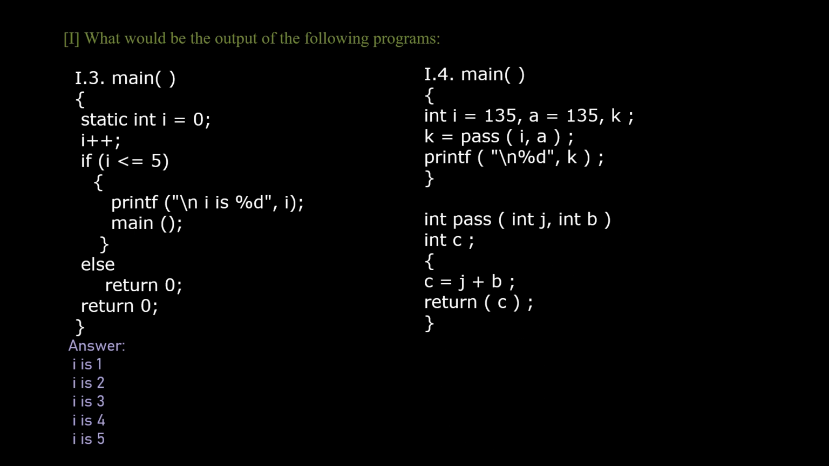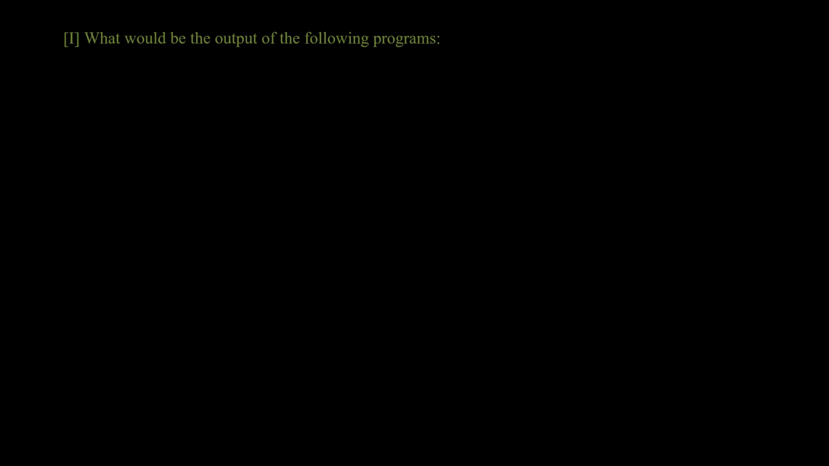Fourth question: i is 135, a is 135, and we are passing i, a to a function called pass, and immediately after the function definition we are declaring one more variable int c. So what will be the output of this function? Let's see the answer. It is going to throw a compilation error because this kind of declaration is not allowed.